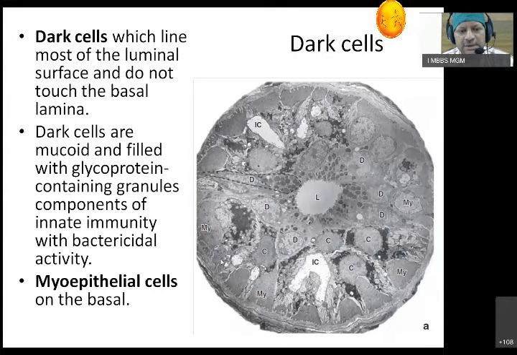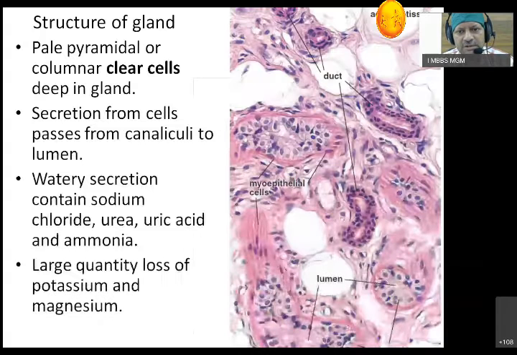And then, as we have seen, these glands are lined by myoepithelial cells, which means they squeeze the gland so that the secretion comes out. If you see the histological section, can you see these are the myoepithelial cells? So there are three types of cells inside: clear cell, dark cell, and the myoepithelial cell. That is what you have to remember.